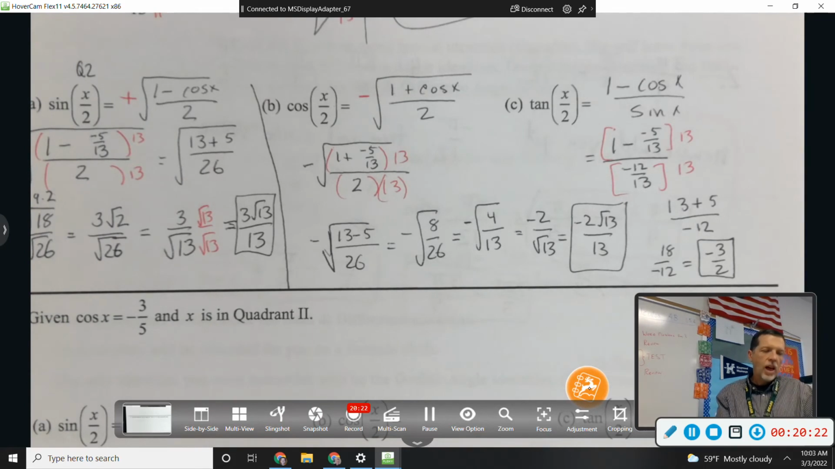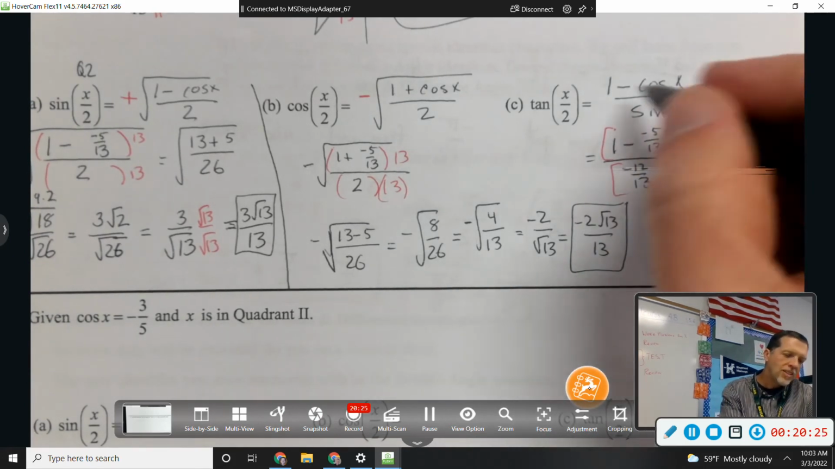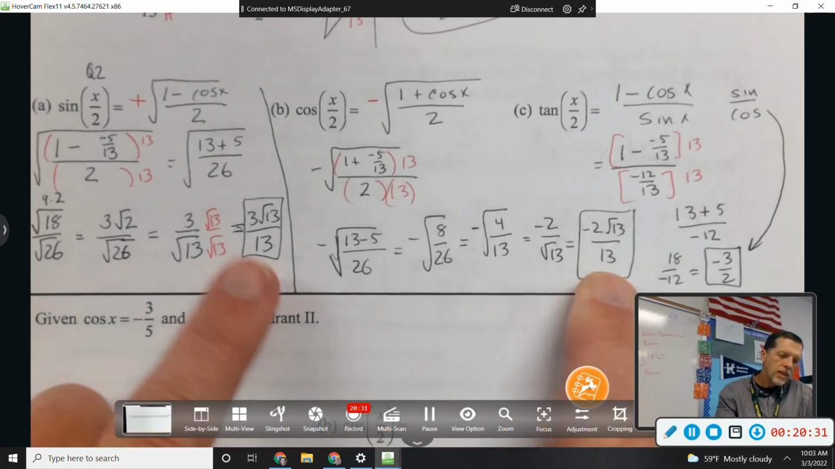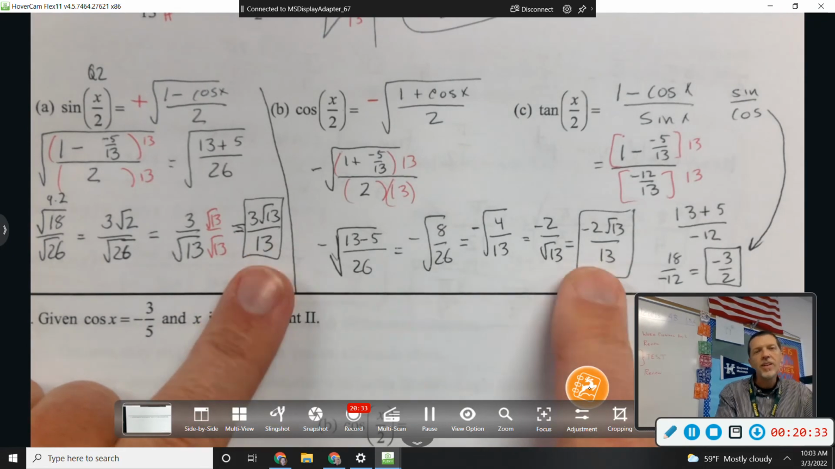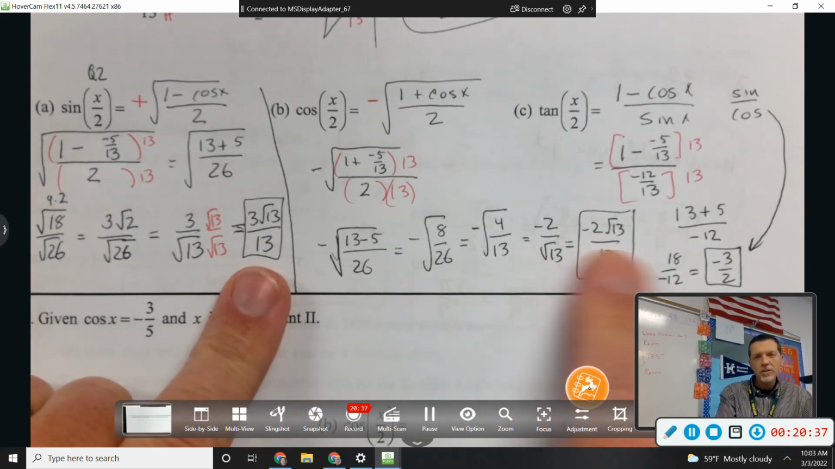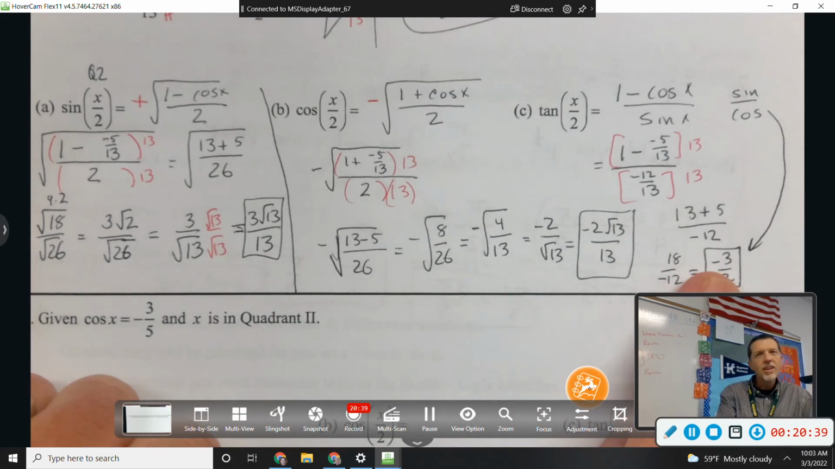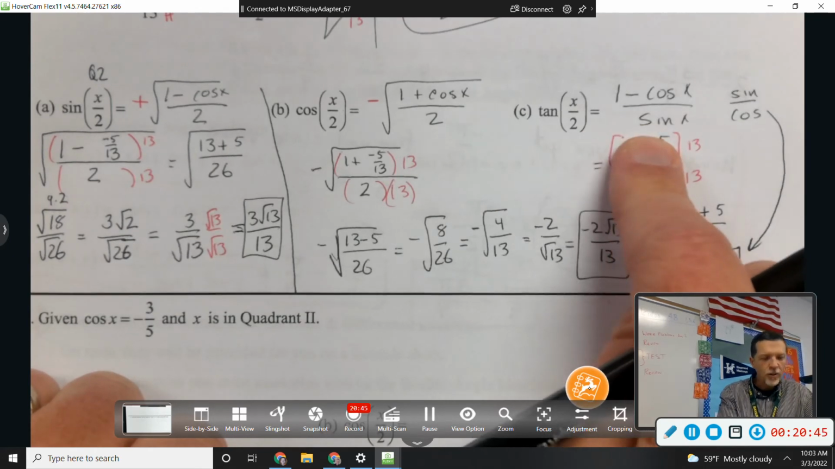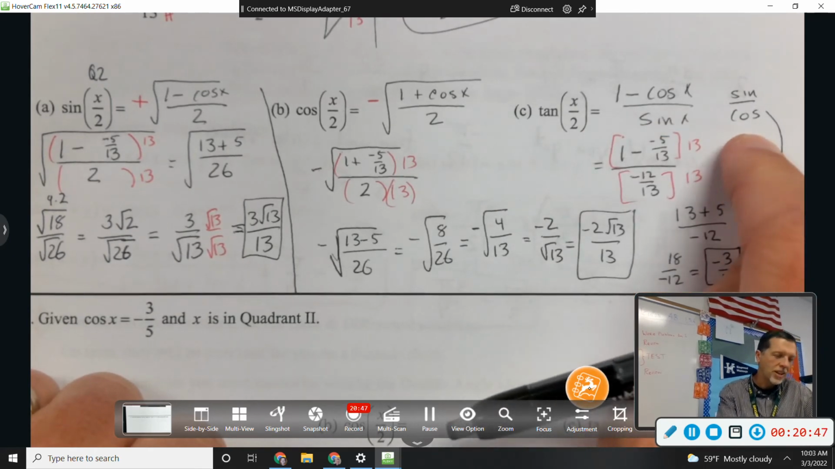I would also be okay with, if you didn't want to do that formula, if you wanted to do sine over cosine. And maybe you can tell that all of that stuff, if you did keep it, change it, flip it, sine over cosine would reduce to negative 3/2. So you sort of have two options on tangent. You can use the half angle formula, or you can use the definition of tangent, sine over cosine.